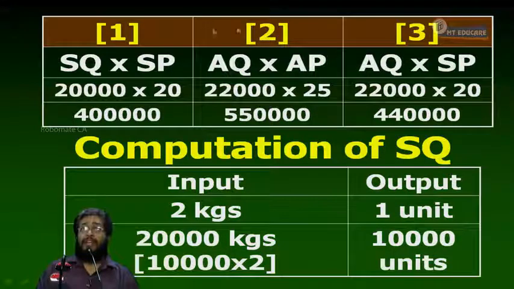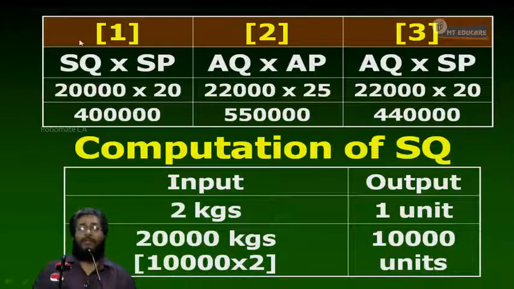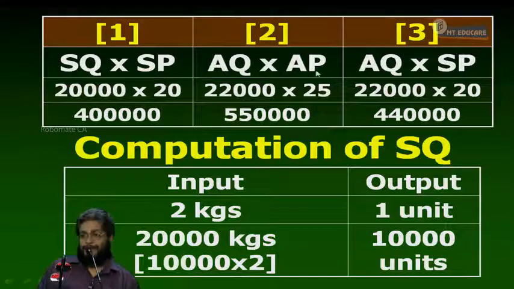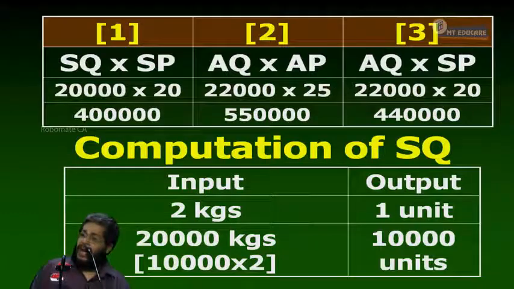So the difference between 3 and 2 is the price. The difference between 1 and 3 is quantity. The difference between 1 and 2 is price and quantity. Yes or no? What is the difference between column 1 and column 2? SQ and AQ as well as SP and AP. So 1 and 2 vary because of quantity and price.